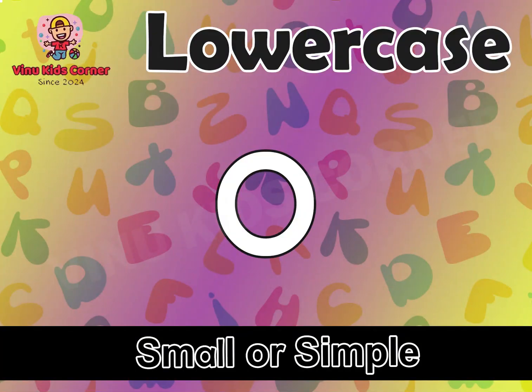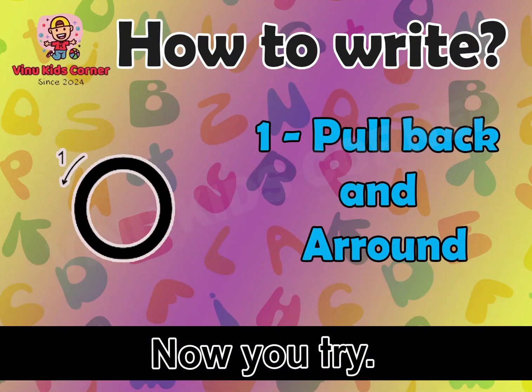Here is a letter O in lowercase. It is also known as a small or simple letter. Now we are going to write lowercase o. Start with the middle and make a small circle to the left.